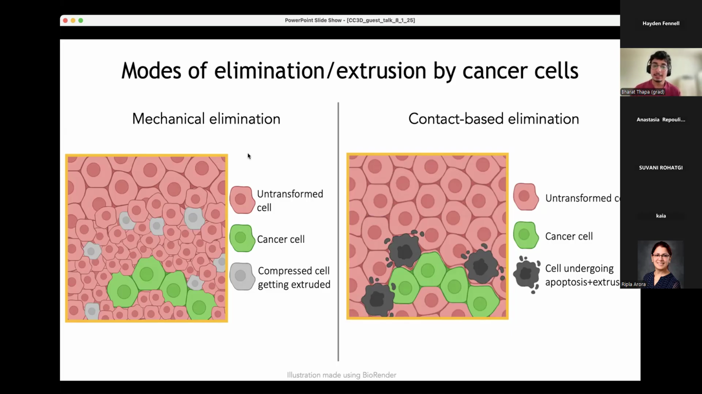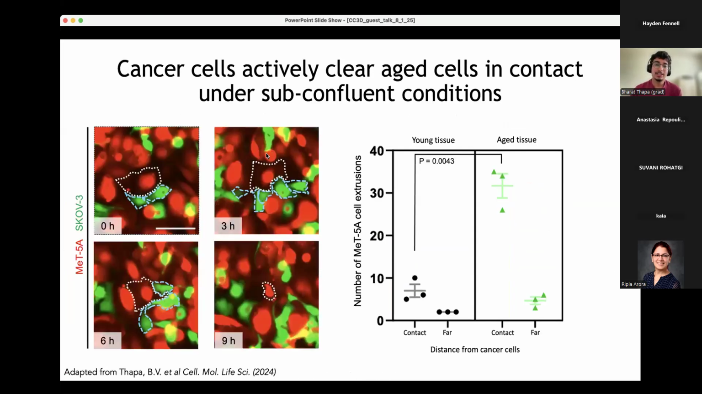So taking these two metrics into account, I just looked at, first of all, where the cell death is happening. I looked at when the cell death happened, was it close to the cancer? Was it far away from the cancer? And I have shown that here in young tissues and aged tissues. Contact means cell death happened in contact with cancer, and far means it was distal from cancer.